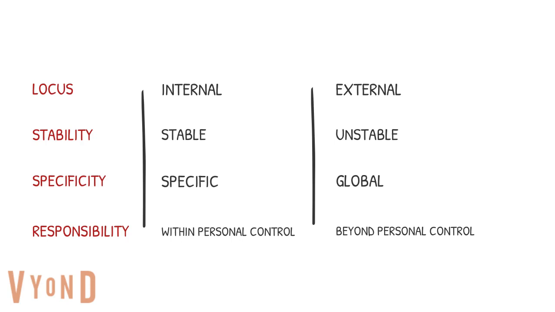So the second dimension of these attributes is stability. The factors that go along with stability are whether something is stable or unstable. What that means is, does it change or is it not likely to change? Is it an ongoing factor of somebody's personality, or is it just something that is unstable? Did they just not sleep well last night? And how do we attribute that to this person?